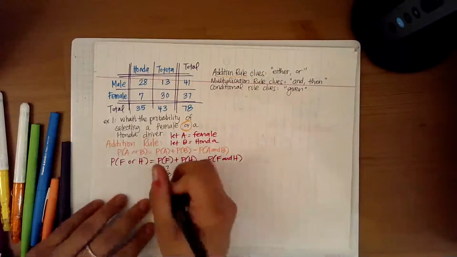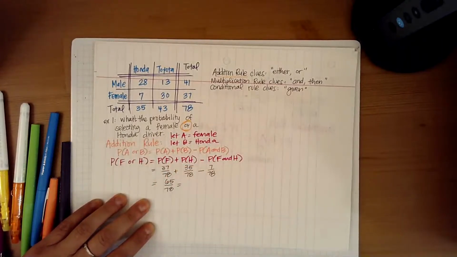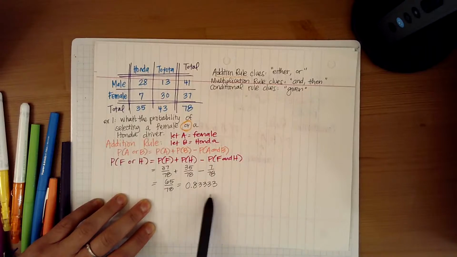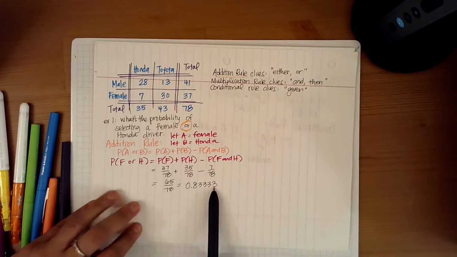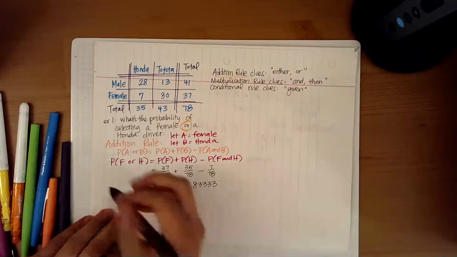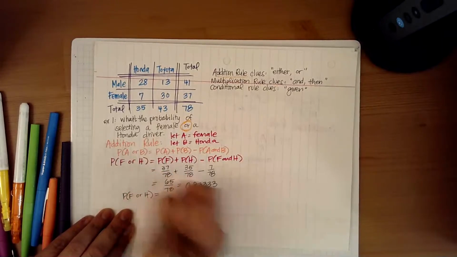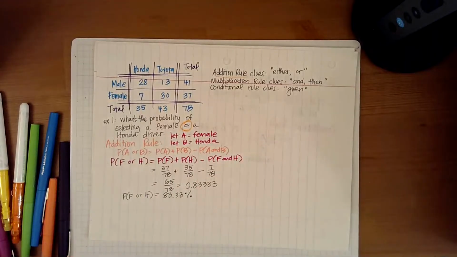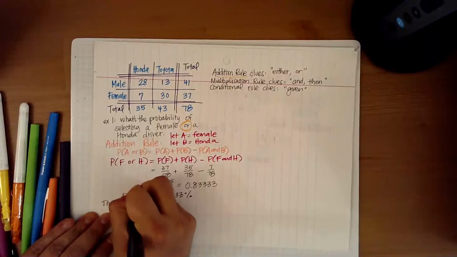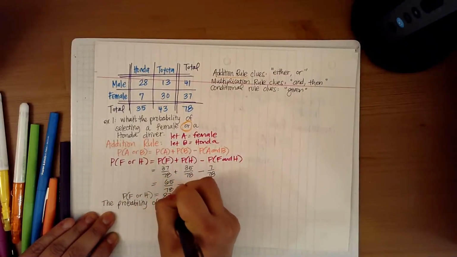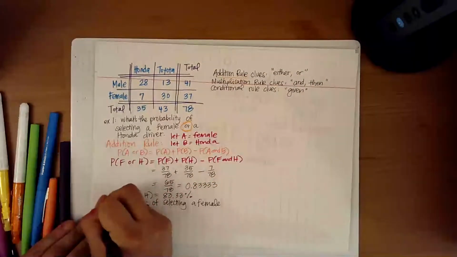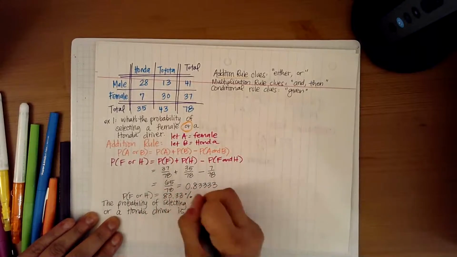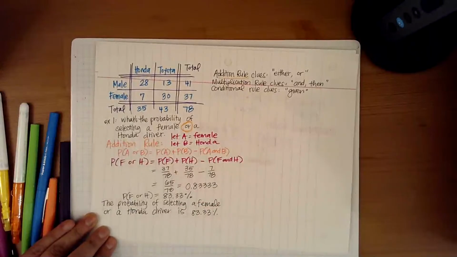And 65 out of 78 is equivalent to 0.8333. And again, remember, I need a total of 5 numbers after the decimal because I'm going to need that 5th number to determine the 4th decimal, because this needs to be converted into a percent. So that's going to give me 83.33%. And my final answer is going to say the probability of selecting a female or a Honda driver is 83.33%.